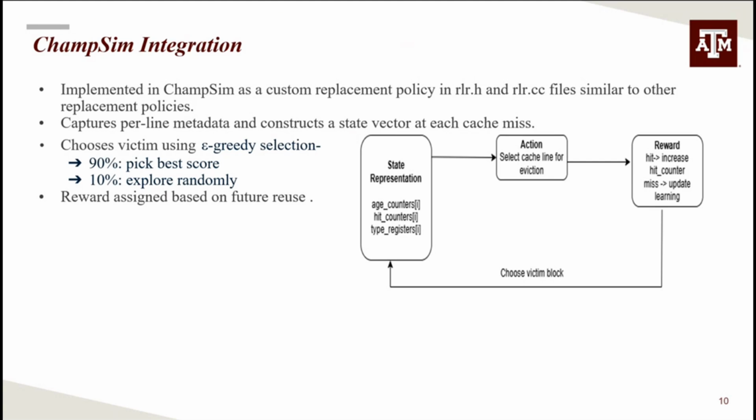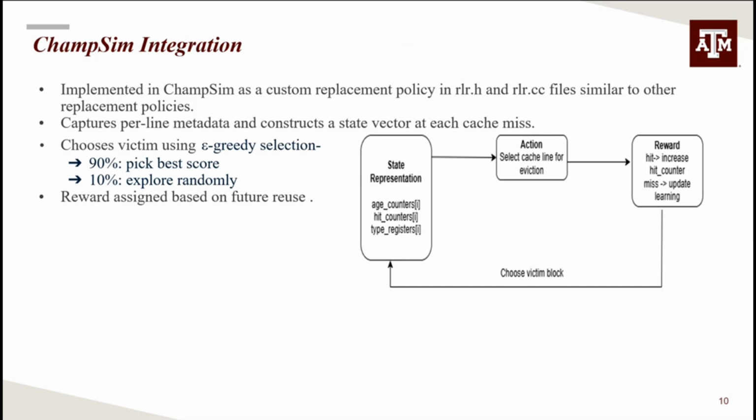So coming to the ChampSim integration, we implemented our method as a custom replacement policy, which allows us to control how cache lines are managed. At each cache miss, we capture per line metadata like age counter, hit counters, and type registers, and use this to construct a state vector as previously stated in the previous slides. This vector gives us a snapshot of the cache's current state.